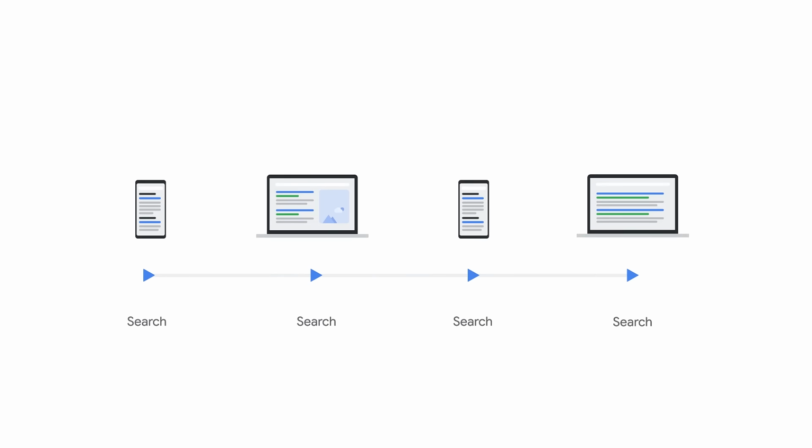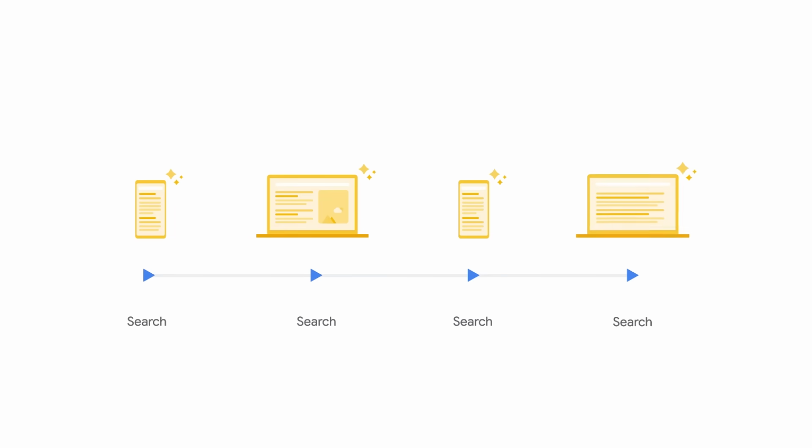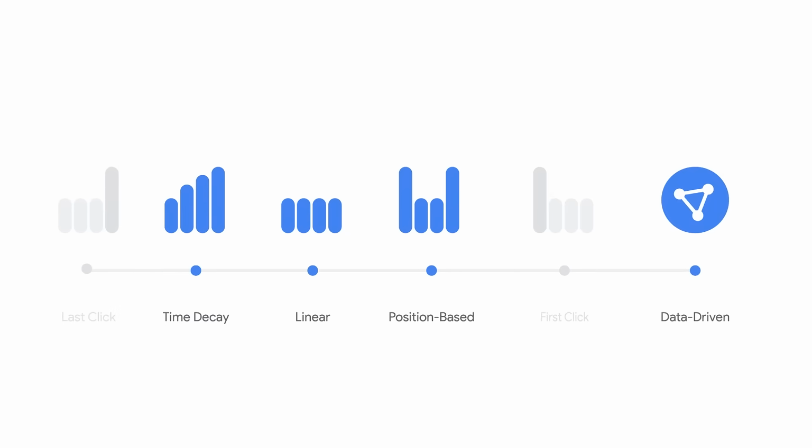Using a last click attribution model, conversion credit is given to the last search ad click before booking a vacation. This ignores all previous searches and ad clicks made across multiple devices. Non-last click models attribute credit to all clicks throughout a conversion path so that you can understand your customer's full journey. There are several non-last click attribution models available within Google Ads.